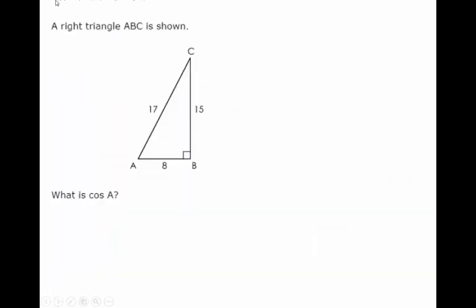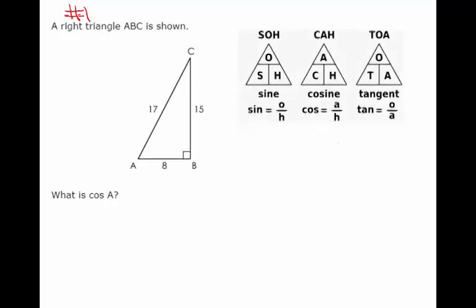This is technically number 1. Sorry, I didn't realize they were backwards on here, but this was number 1 on our assignment. And if we take a look at this one, we want the cosine of A. And the cosine of A, we think of our trig functions. We need SOHCAHTOA to show up here. Cosine is adjacent over hypotenuse.